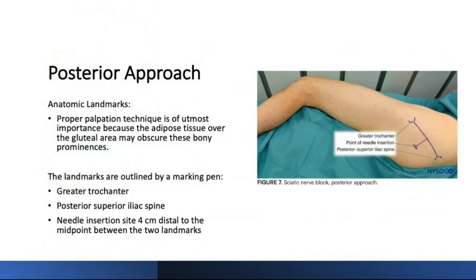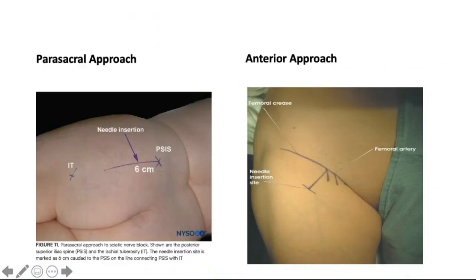I will go briefly through the approaches using anatomical landmarks. The posterior approach, as we mentioned earlier, is the classic approach. We put the patient in a lateral decubitus position with the hip and knee flexed. Then we feel the greater trochanter and the PSIS, and subsequently draw a line. The needle insertion point is midway along the line and then 4 cm away from that. We have to use a nerve stimulator to confirm when we use the anatomical landmarks.